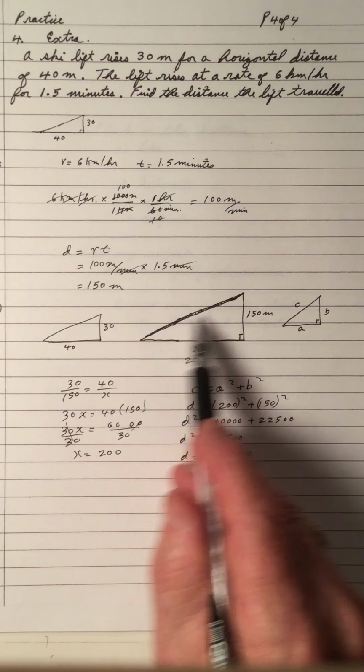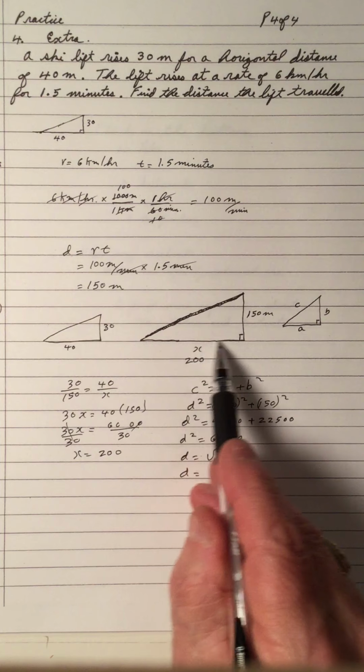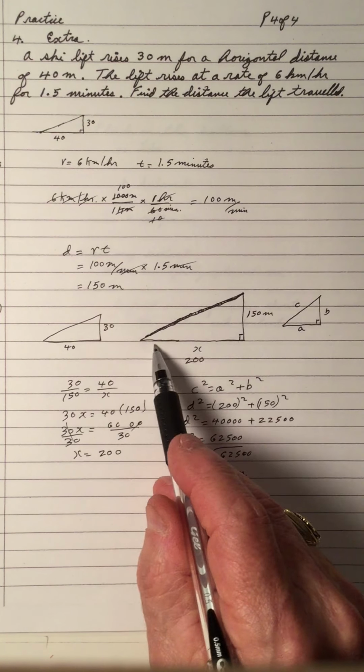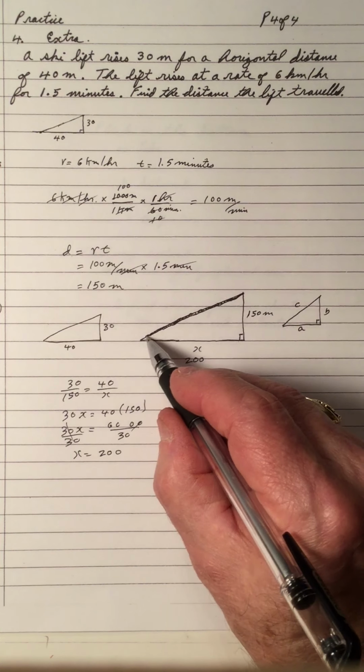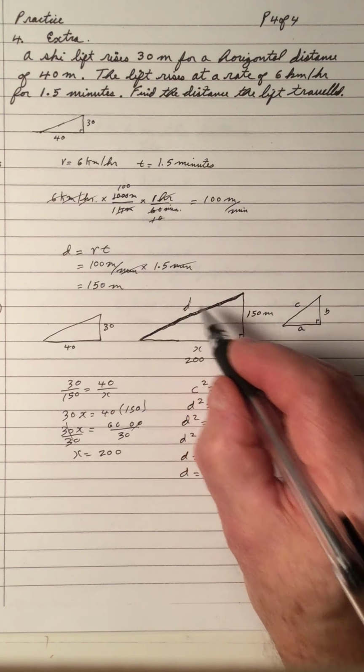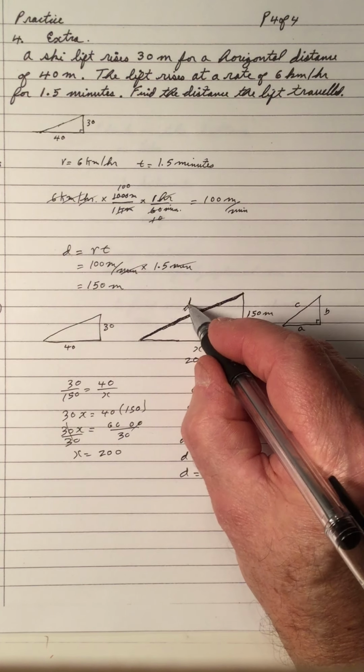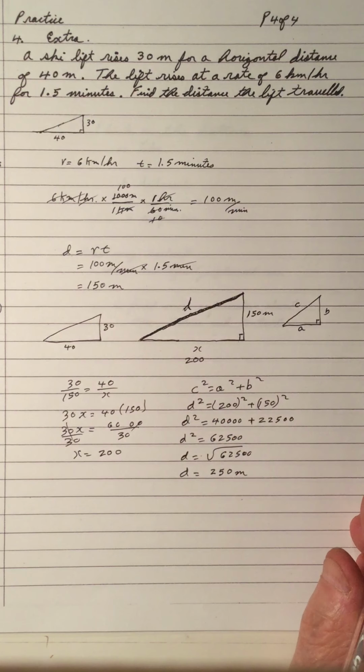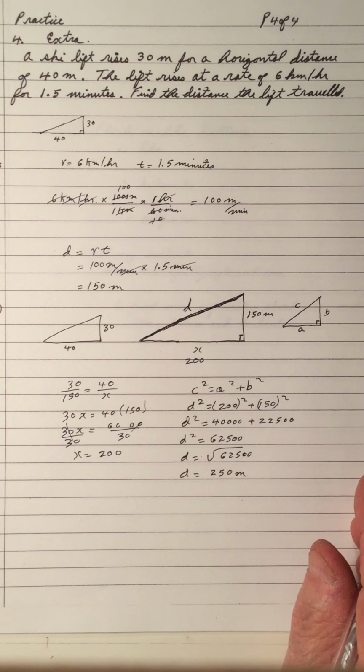Again, notice the similar triangles is the height to the horizontal distance. So you have to work out the horizontal distance first by doing the proportion. That gives you 200. And then the distance that the lift travels is the D. So again, the problem is a little bit different, a little bit rougher. And if you do understand, everything is great.